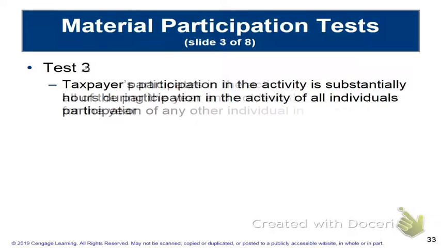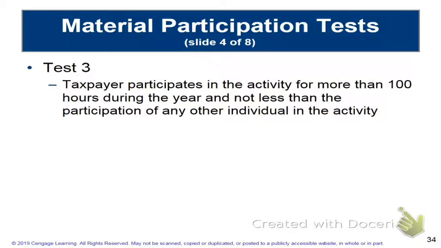So then you'd have to go to test 3 and say there's 100 hours and you're doing 100, but it's not less than anybody else. So you might only be doing 100, but the other people are all doing right at 100 also.